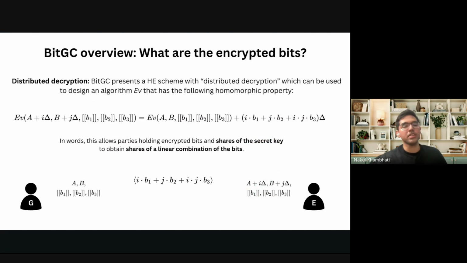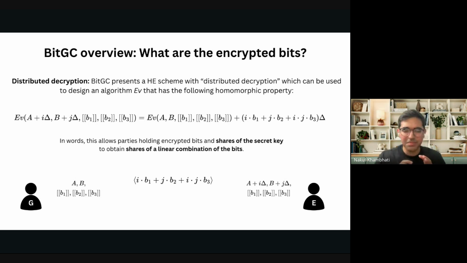We start by looking at what these encrypted bits are that are needed to make this protocol work. I'm going to start by introducing a key technical component of BitGC, which is an extension of homomorphic encryption to support something called distributed decryption. Technically, this is achieved by a simple extension of one scheme that implements HE, which is called the GSW scheme. And we're only going to use distributed decryption in the context of the specific EV algorithm. So let's just look at it as a black box right now and see what it achieves.